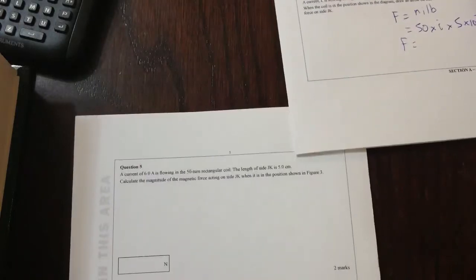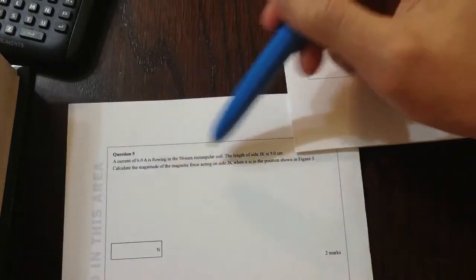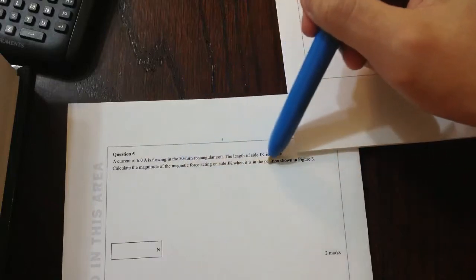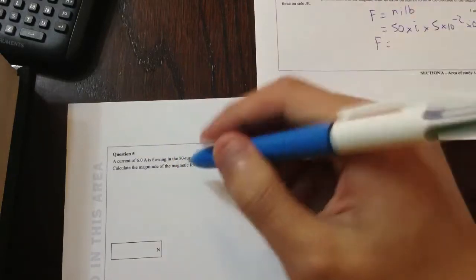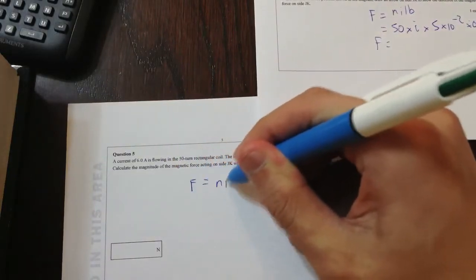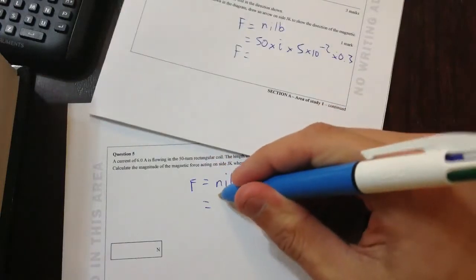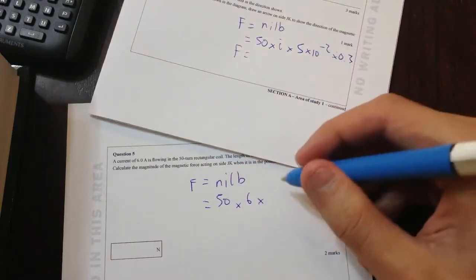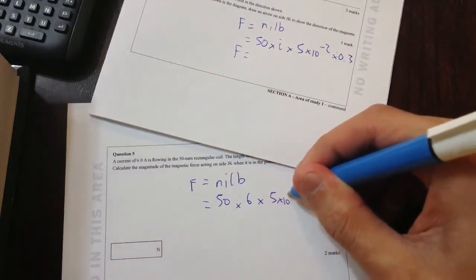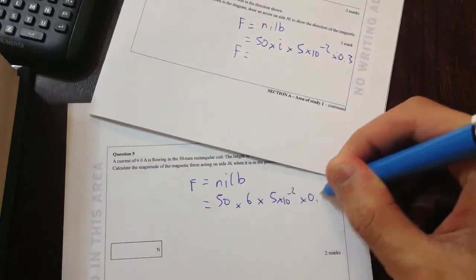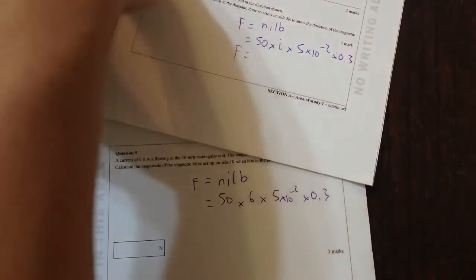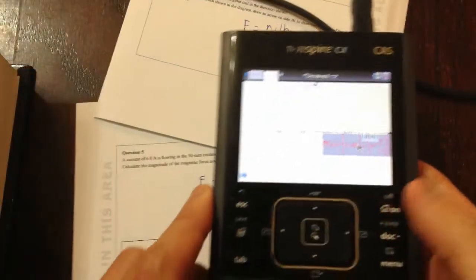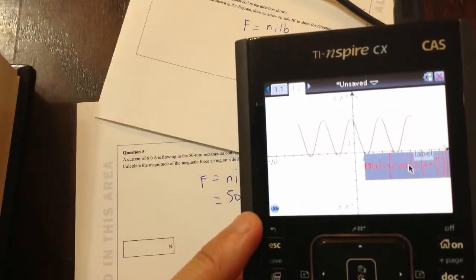But now they say, figure out the force, and they tell us the current. Calculate the magnitude of the force. So all we need to do is F equals NILB. And this time N was 50, I is 6, this is 5 times 10 to the negative 2, and that's 0.3. So if my calculator works this time, I just need to figure out how to use it.